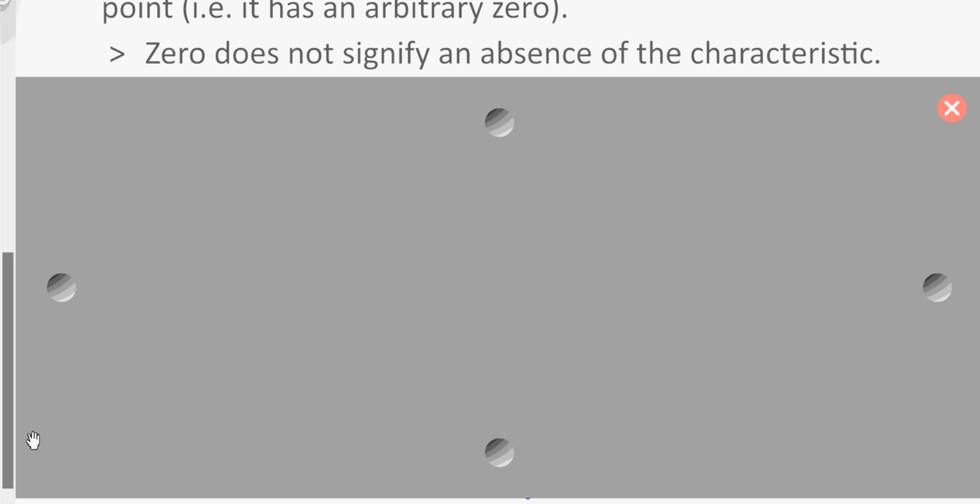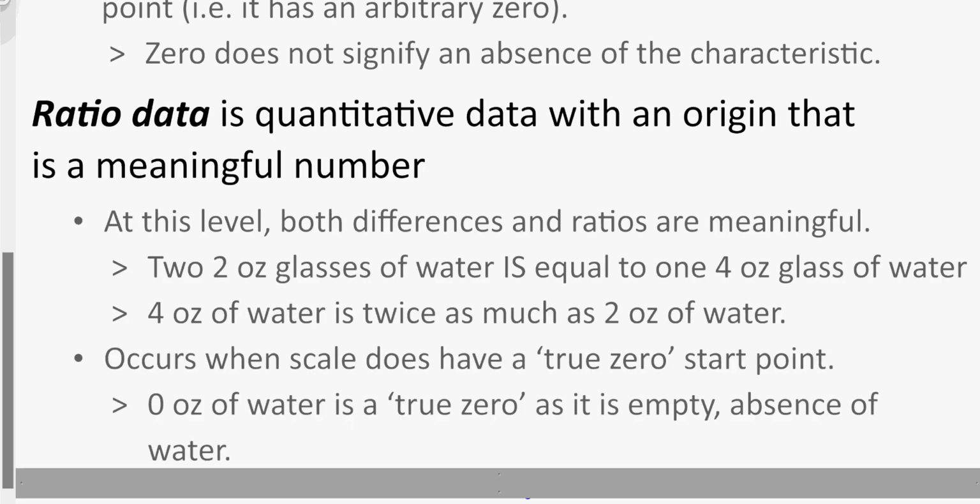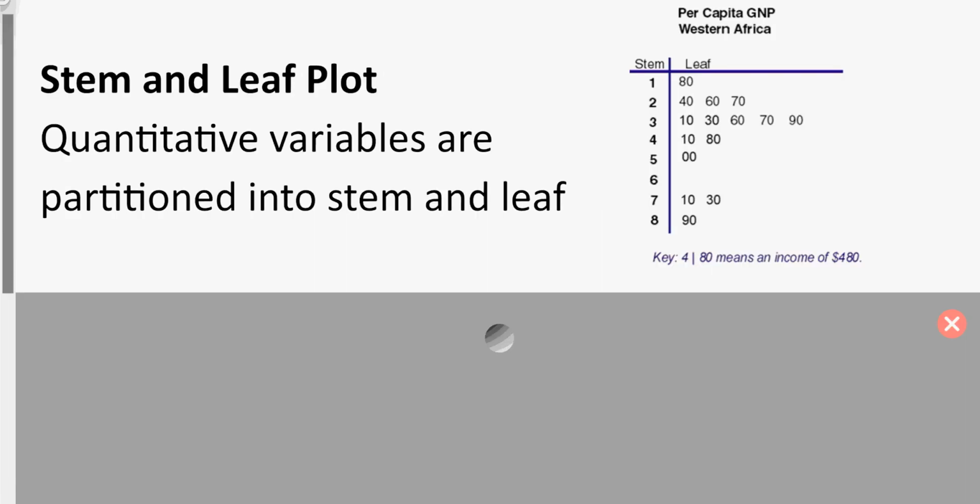Whereas ratio data is data that has a natural zero. Zero means nothing. You can multiply something by 2 or take a half of something and it actually makes sense. So like sizes of things, weights of things, heights of things, ages, those typically are ratio data. Let's look specifically at stem and leaf plots today.